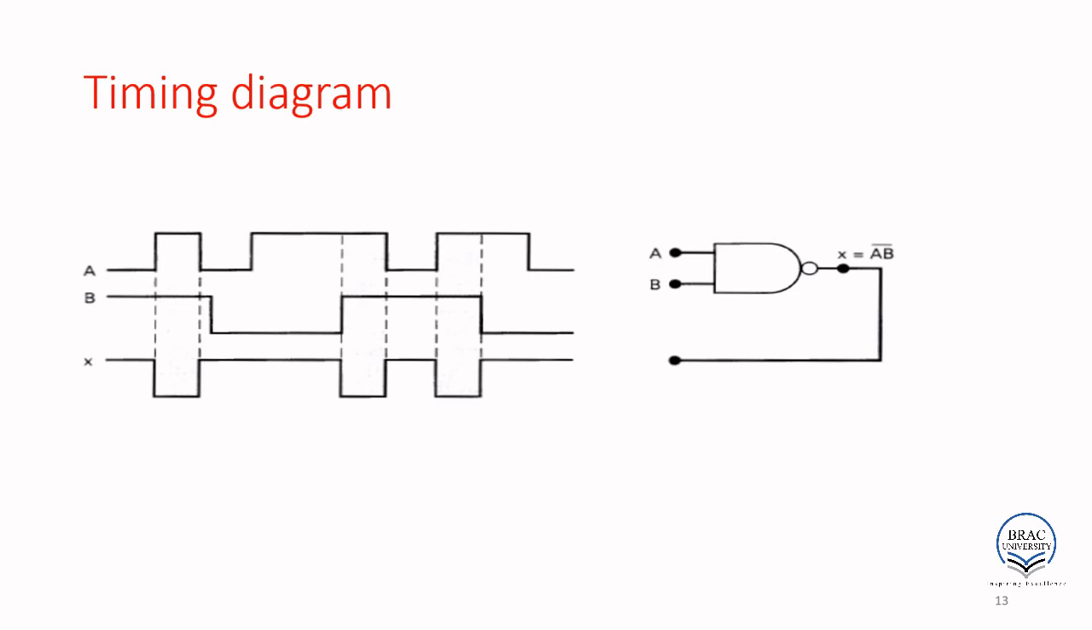So this is the timing diagram. It's very simple. If you understand the truth table, then you can determine, given the A and B, you need to determine the X. Again, if you find any difficulty, we will discuss it in the class.